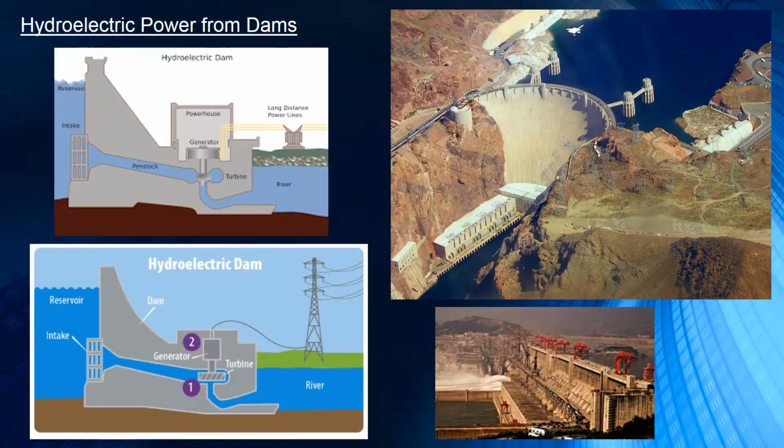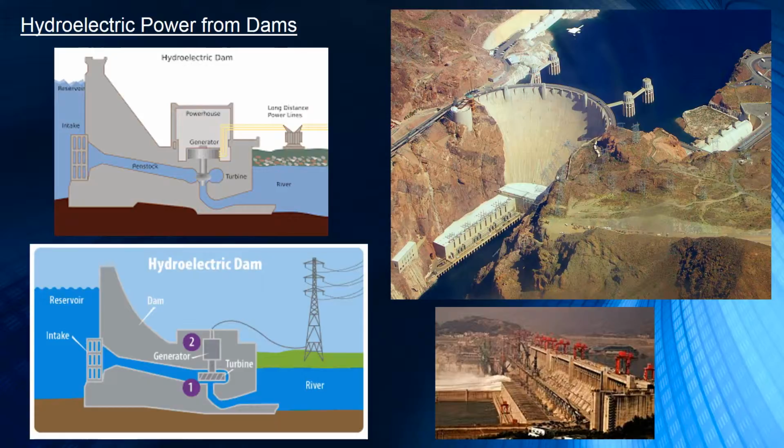Hydroelectric power is produced as water passes through a dam and into a river. The more water that passes through a dam, the more energy is produced. Once a dam is built, an artificial man-made lake is basically created behind it.